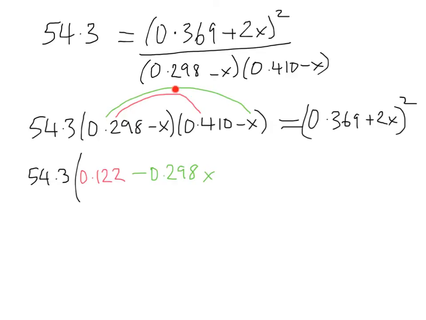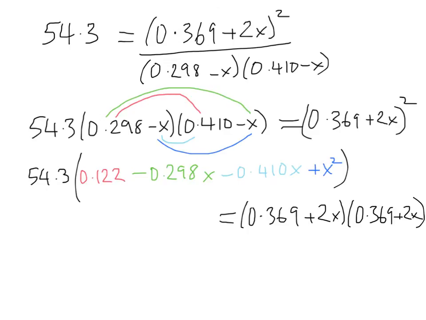The outer, 0.298 times minus x, well, that's just minus 0.298x. Okay, so we FOILed out the left-hand side, and we can go ahead and do the same for the right-hand side as well. We can rewrite the right-hand side, 0.369 plus 2x all squared, as follows. And then we can proceed to FOIL out this side the same way we did before.